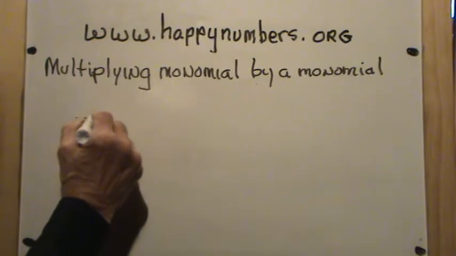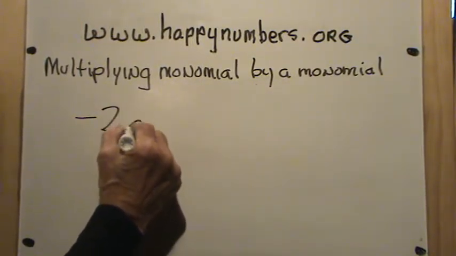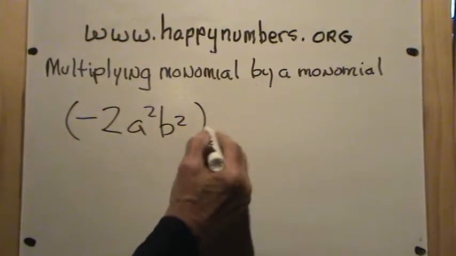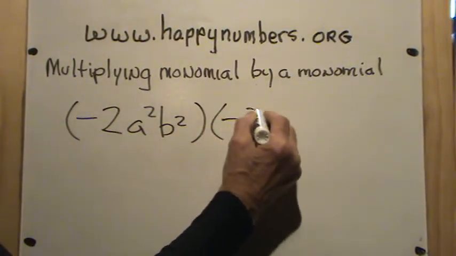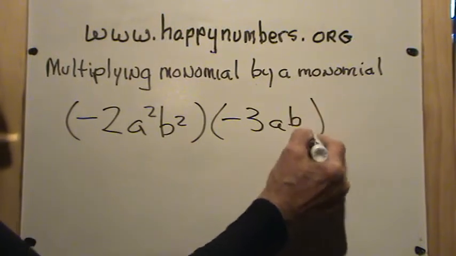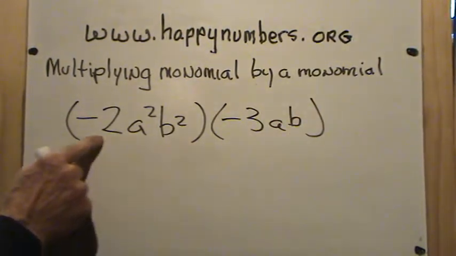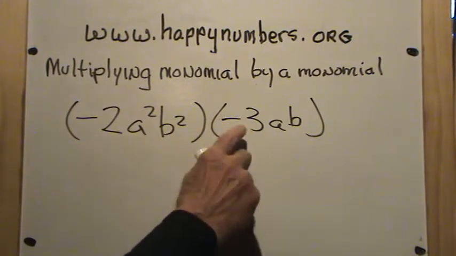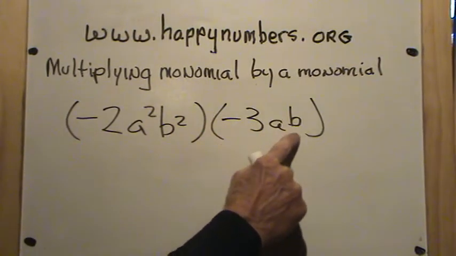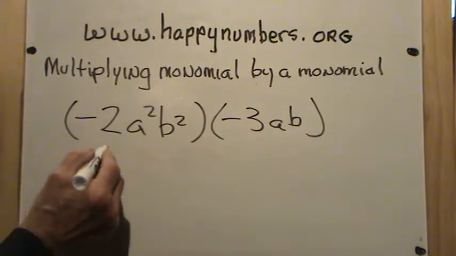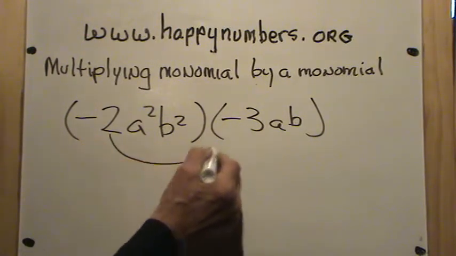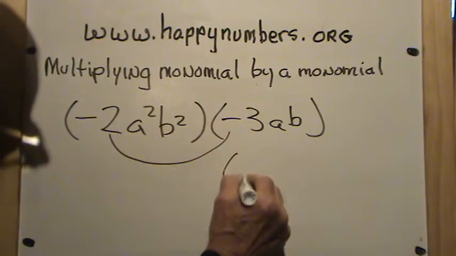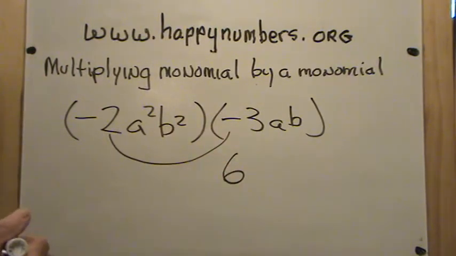Let's take this one. Negative 2a squared b squared times negative 3ab. Again, this is a monomial right here. It has a coefficient and a variable. This is a monomial, it has a coefficient and a variable. When we multiply them, we multiply the coefficients. Negative 2 times negative 3 gives us 6. A negative and a negative gives us a positive.